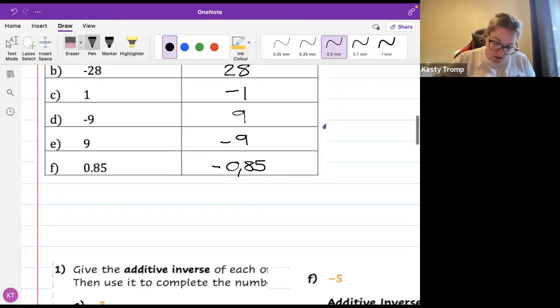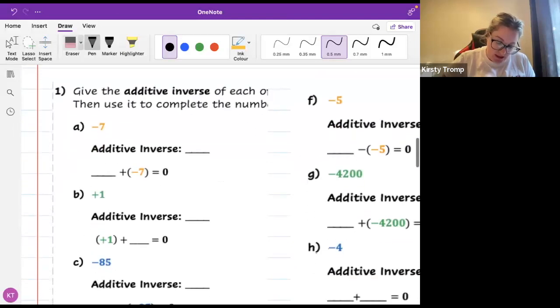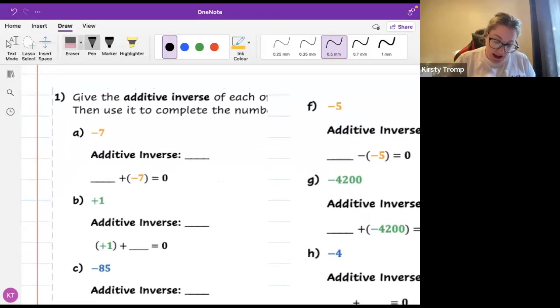All right, so the next question says, give the additive inverse of each number. Oh, and then my instructions got cut off there, so sorry. And then use it to complete the sum. All right, so A, the additive inverse. The first thing says negative 7. The additive inverse of negative 7 will be what? Good, nice. The additive inverse of negative 7 will be 7.